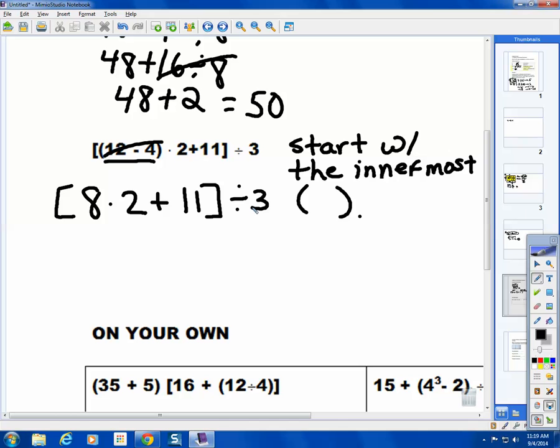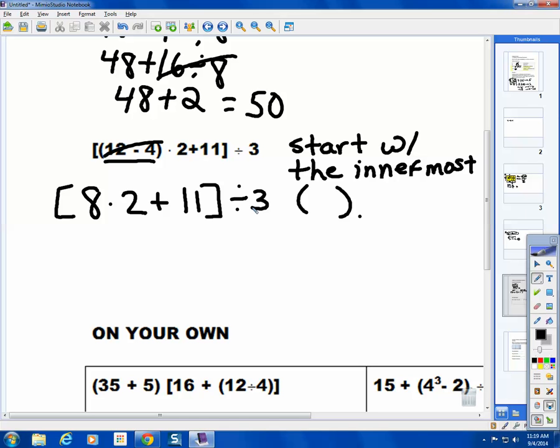Now, those brackets are still like parentheses. So really, how many sets of parentheses were there here to take care of? 2. Okay? Inside this set of parentheses, you've got some multiplication and you've got some addition. What am I going to handle first in that set of parentheses? Multiplication comes before addition. So help me out here. I'm not very good at this.